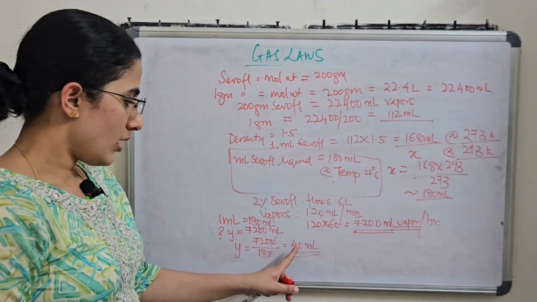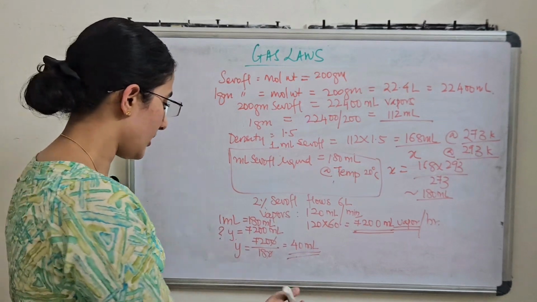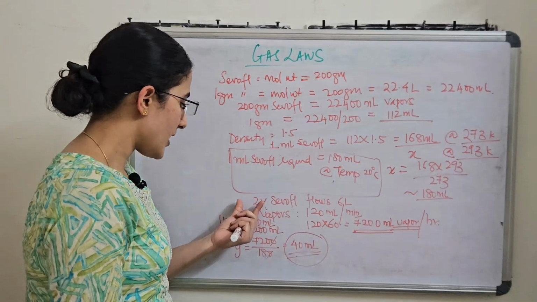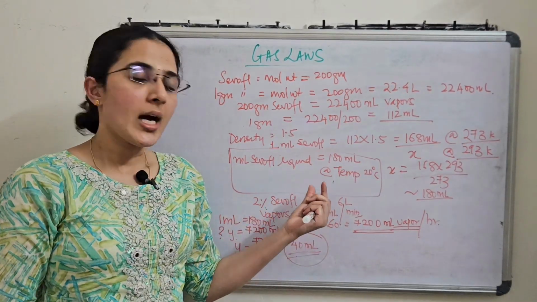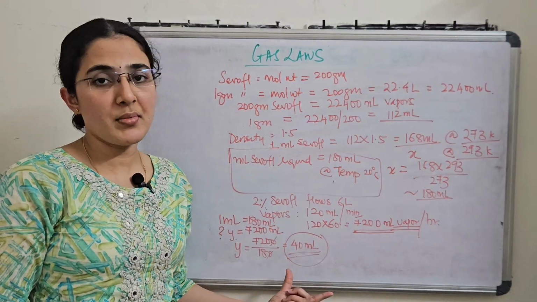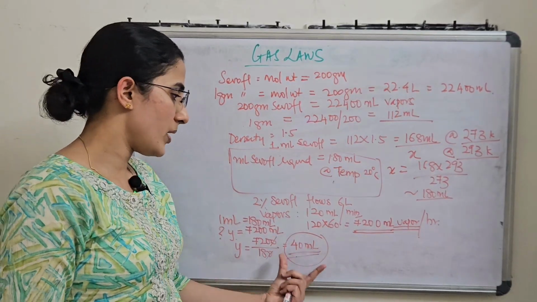So this is how we got to know that for a 1 hour case, if we keep 2% sevoflurane at a flow of 6 liters, we will require up to 40 ml of sevoflurane to be used.